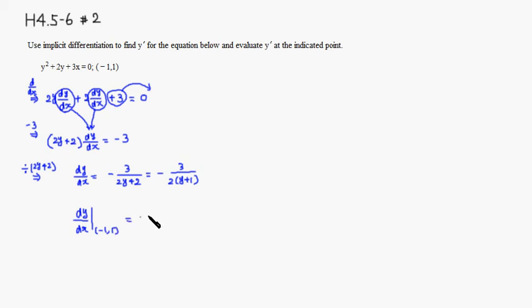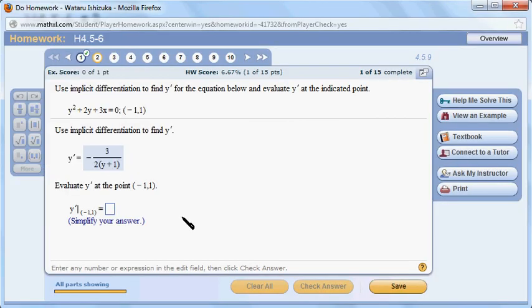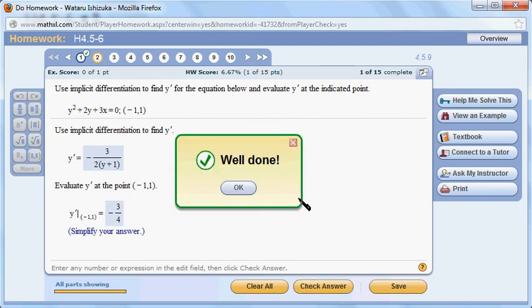which is equal to, right, so it's negative 3 on top, right, 2, right, then y is 1, so plug in 1 and you have a plus 1, right, so it's equal to negative 3 over 2 times 2 is 4, right, so negative 3/4, right, let's type that in. So negative 3/4, right, check the answer, right, got it.